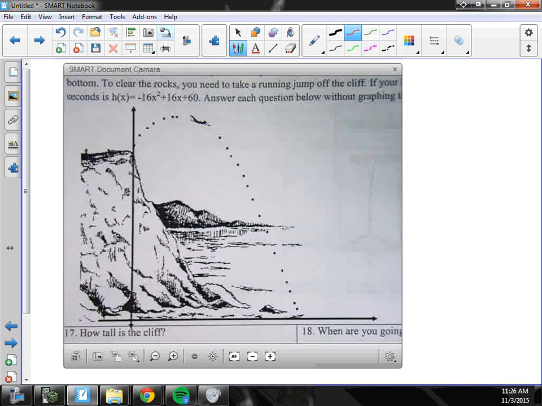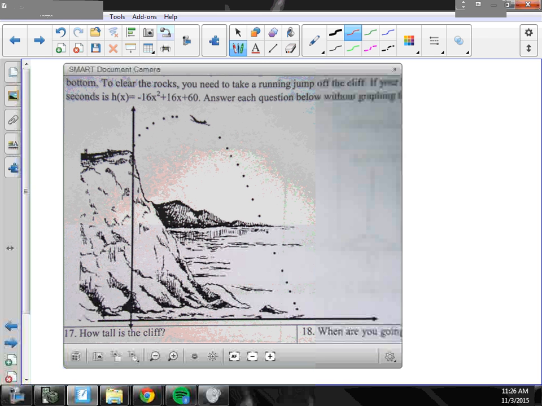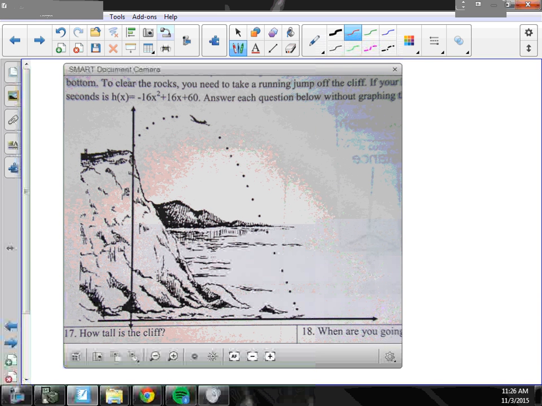Look at the third page. We are going cliff diving. To clear the rocks, you're going to need to take a running jump off the cliff, and the equation, where the y-axis is in feet and the x-axis is in seconds, is negative 16x squared plus 16x plus 60.